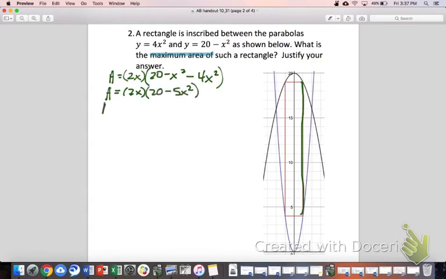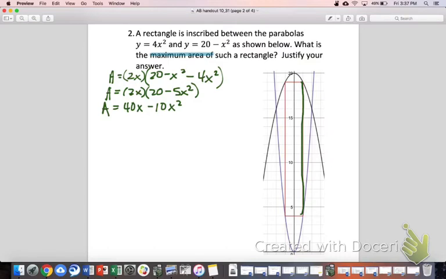And then you could distribute and get A equals 40x minus 10x squared. Okay, so now that we got that settled, I want to leave the rest of this up to you. Let's find the maximum area of this, and let's justify our answer as well. So go ahead and pause the video and see what you can do to finish this out, and play it when you're ready to see the solution.